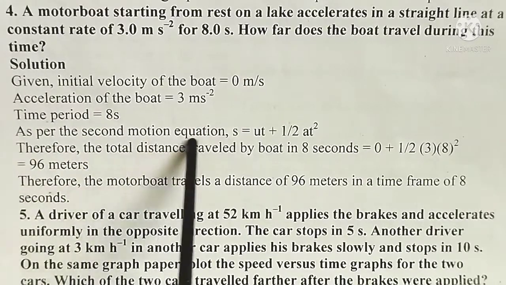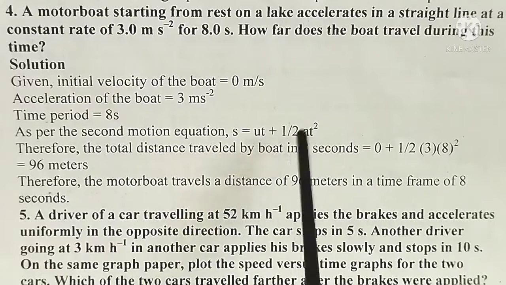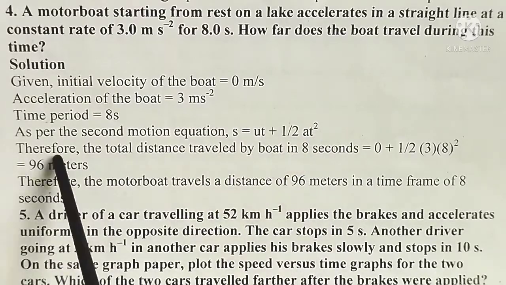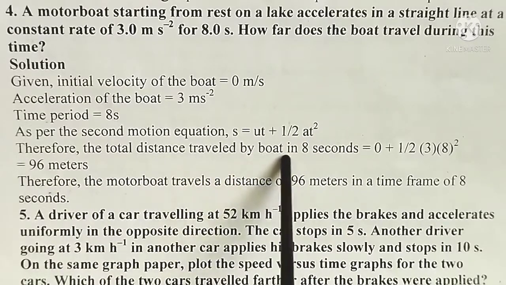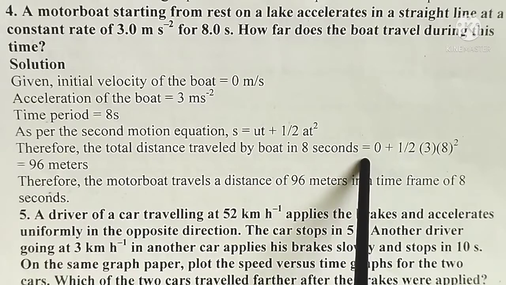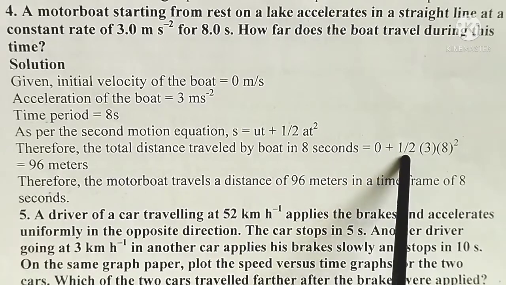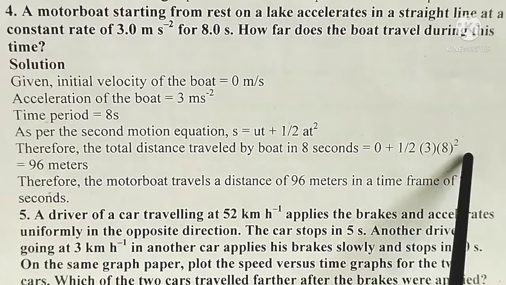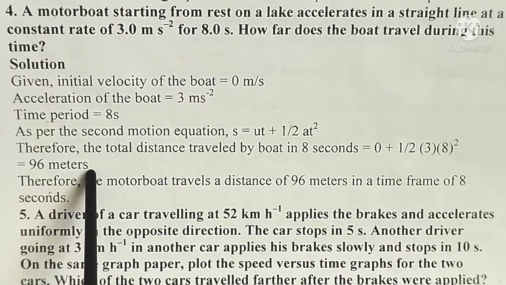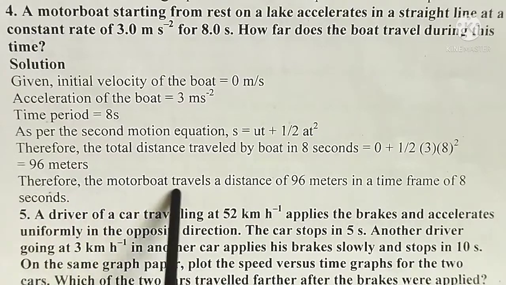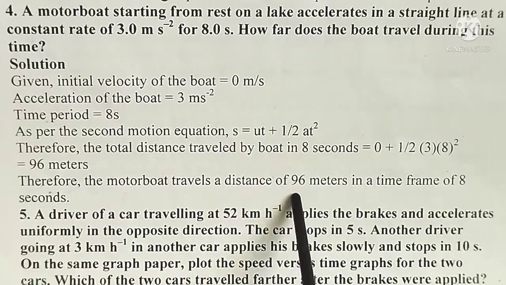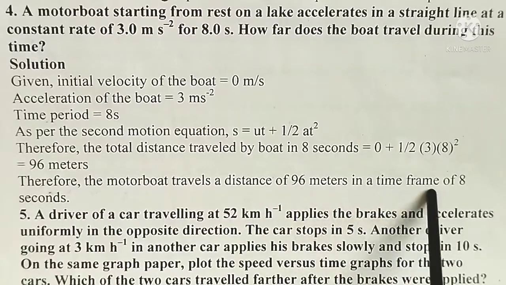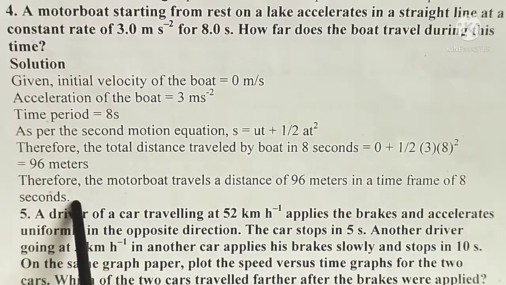As per the second equation of motion, S is equal to ut plus half at squared. Therefore, the total distance traveled by the boat in 8 seconds is equal to 0 plus half into 3 into 8 squared. That is equal to 96 meters. Therefore, the motor boat travels a distance of 96 meters in a time of 8 seconds.